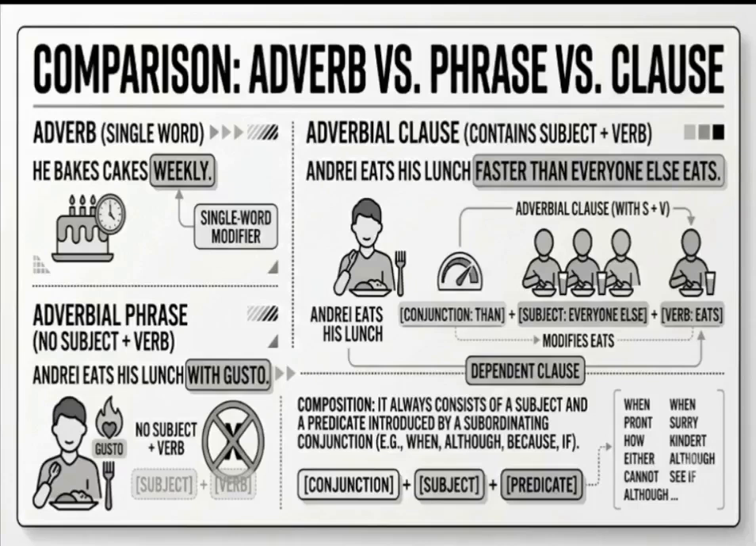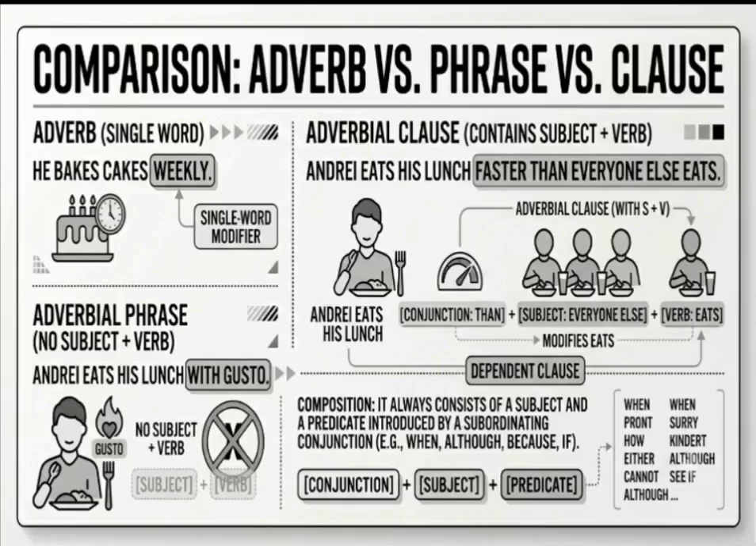On this slide, we are looking at three different ways to add context to a sentence: a single adverb, an adverbial phrase, and an adverbial clause. All three of these perform the exact same job. They modify a verb, but they are all built completely different. Let's look at the first example. He bakes cakes weekly. The word weekly is a single word adverb. It tells us when or how often he bakes. Simple, right?